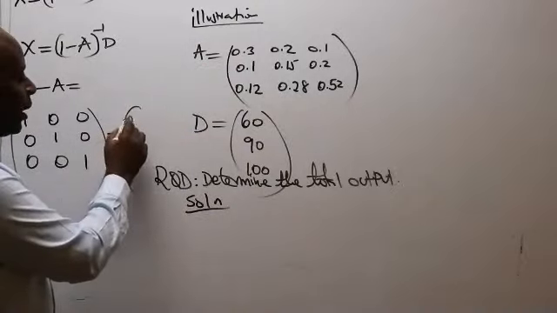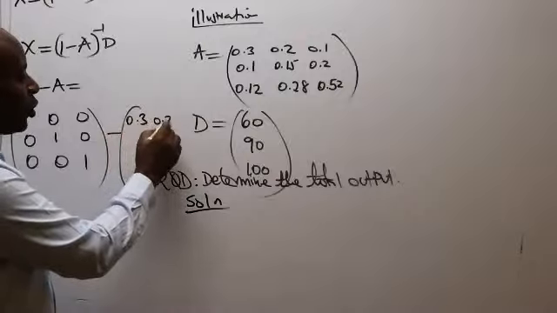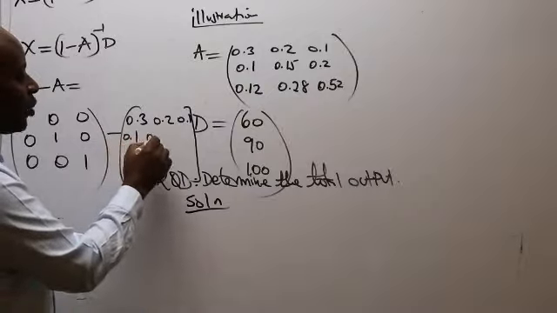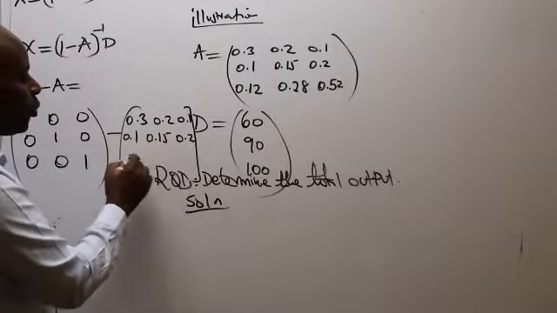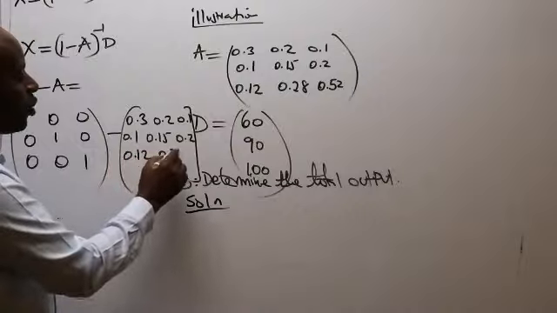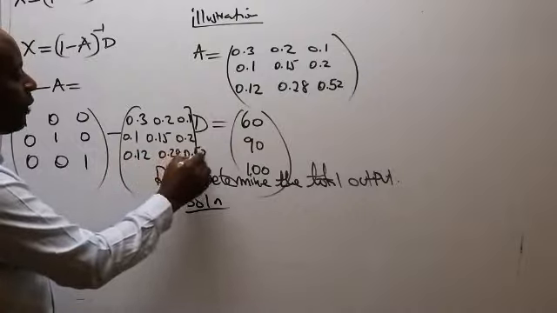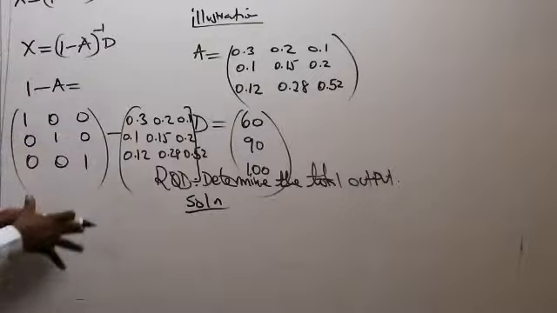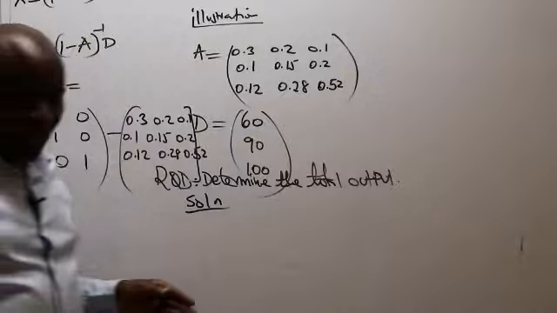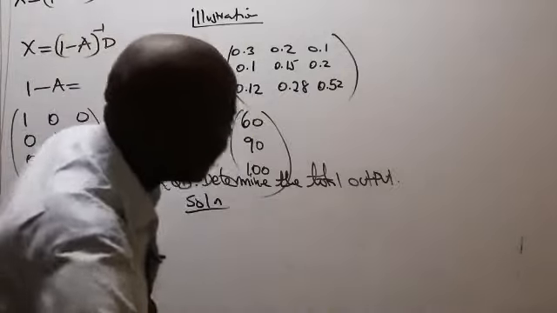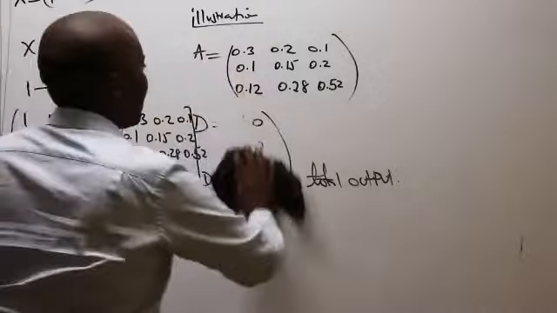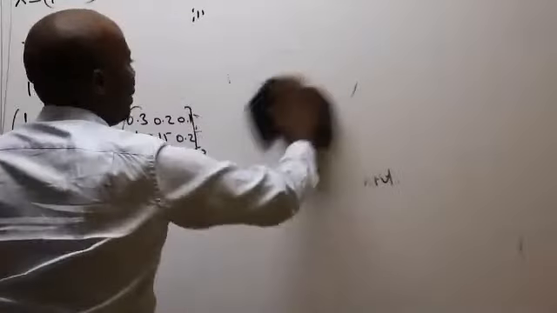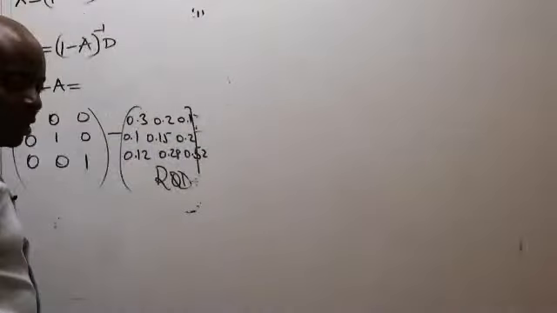So my A here is 0.3, 0.2, 0.1, 0.1, 0.15, 0.2, 0.12, 0.28, and then 0.52. So could you kindly go ahead and do the differences? Subtract for us. Let me see whether I'll be able to get a student who will be able to subtract this for us.